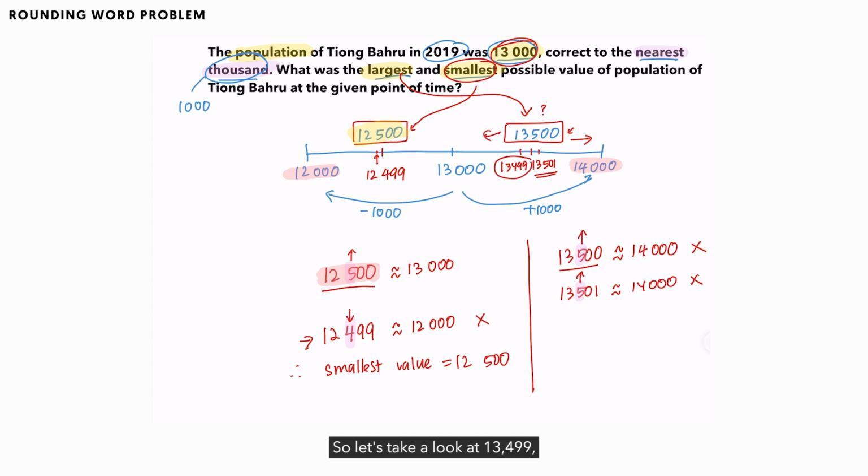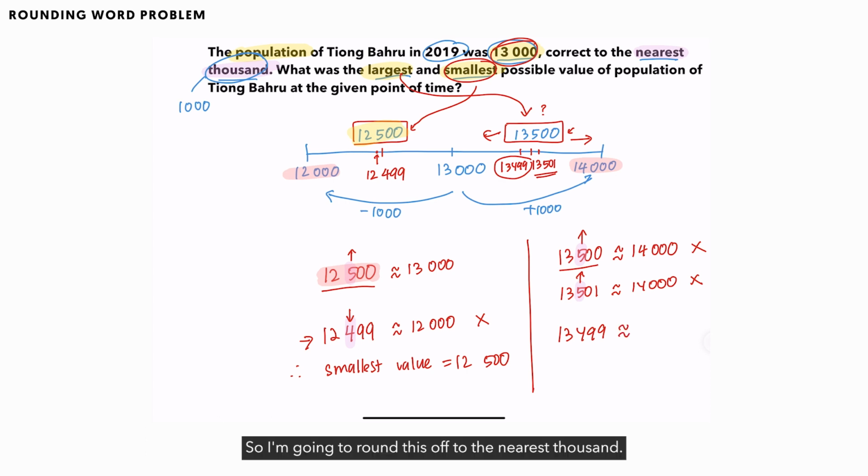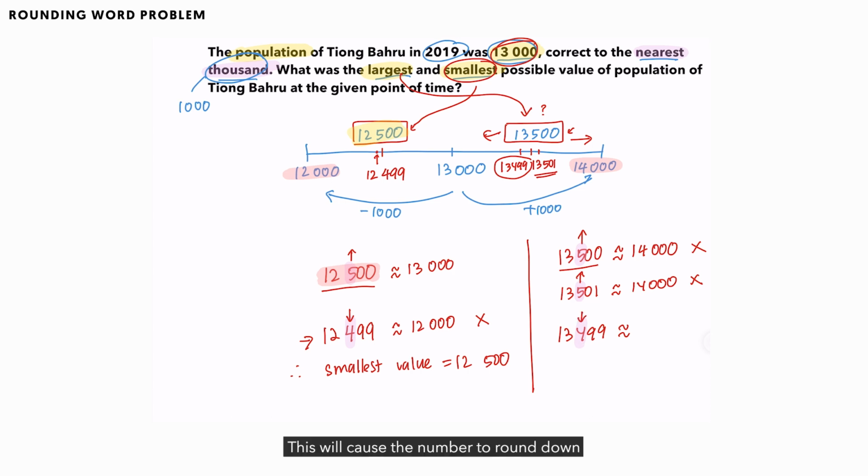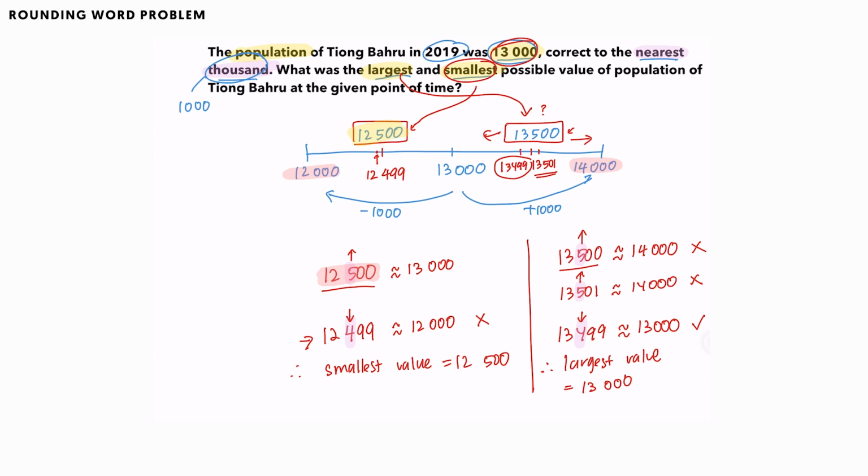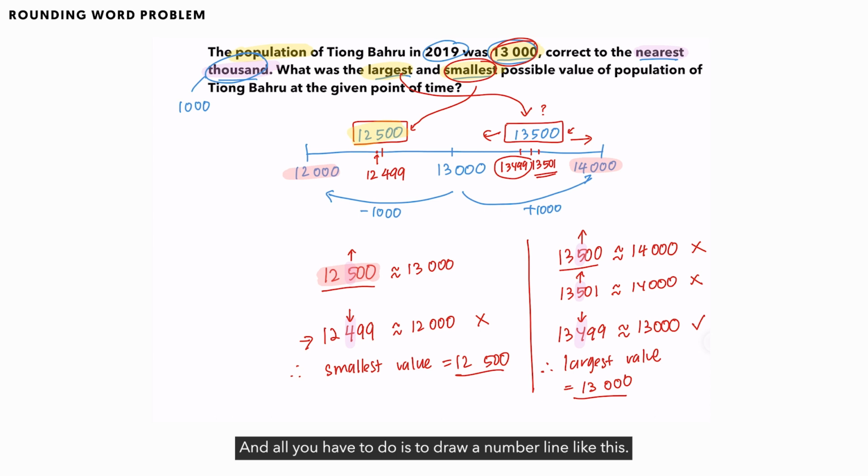So let's take a look at 13,499, which is 1 less than 13,500. Okay, let's see. Is this indeed the largest value? So I'm going to round this off to the nearest thousand. So look at the hundreds digit. It is a 4. This will cause the number to round down, and we will get 13,000, which is exactly what we want. So boys and girls, the largest value would be, in this case, 13,499. And there you have it, the smallest value and the largest value. And all you have to do is to draw a number line like this.